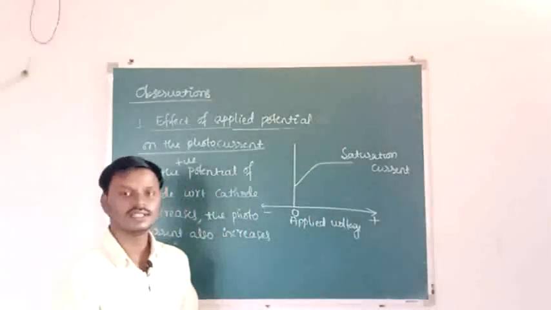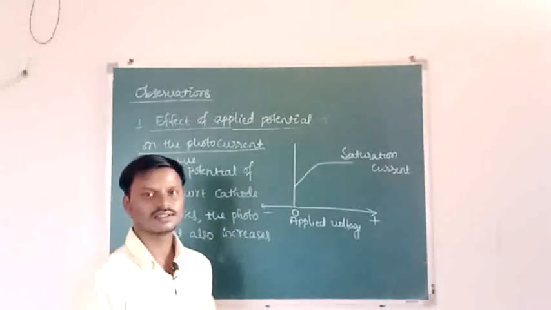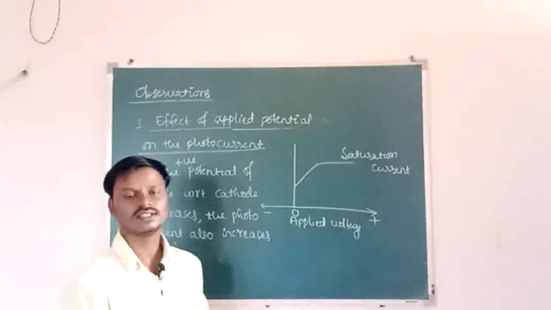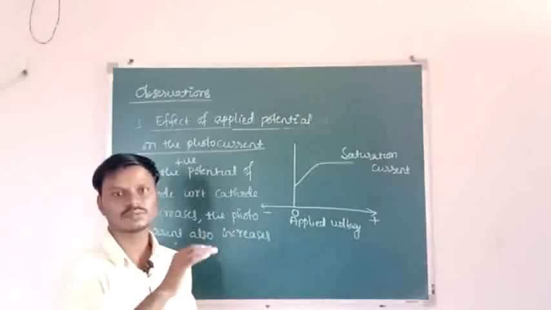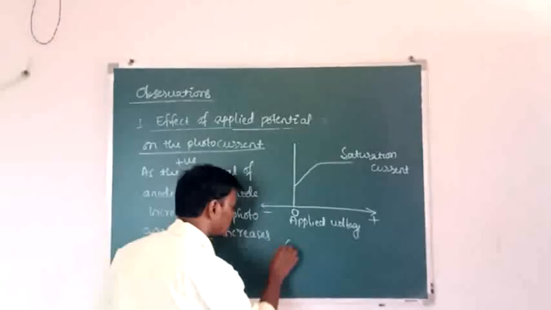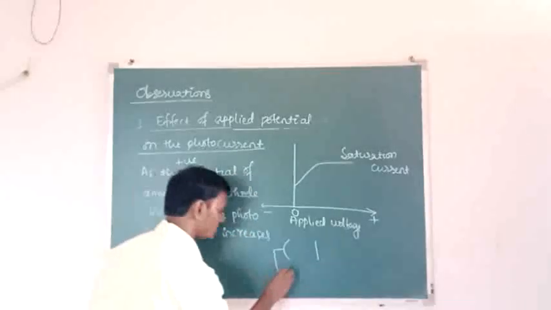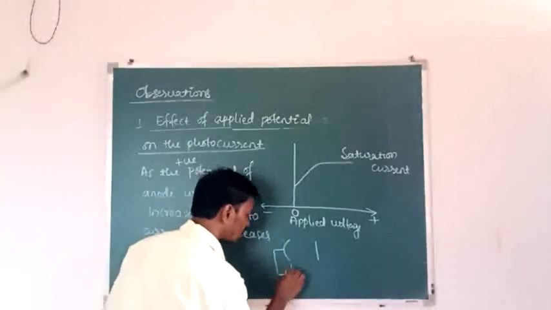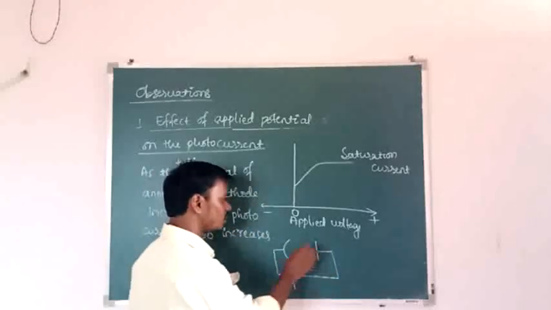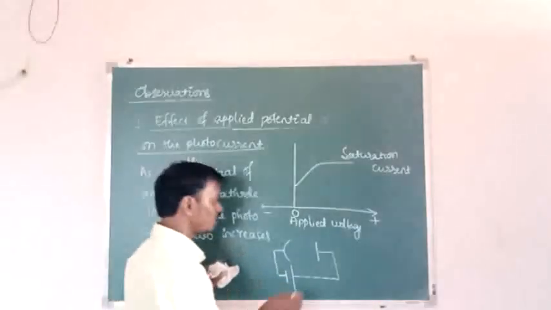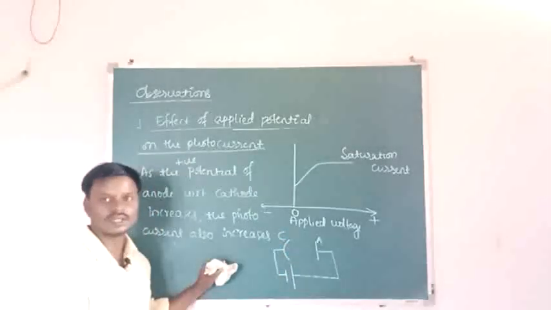Saturation current. If I change the polarity of the anode, now anode is at positive potential. If the anode is at negative potential, then the anode does not collect the ejected electrons from the cathode because of force of repulsion. See here, it is cathode and it is anode. Cathode is connected to, in first case, negative terminal of the battery, and anode is connected to positive terminal of the battery. So when the anode is connected to positive terminal of the battery, then this anode can collect the ejected electrons from the cathode due to the force of attraction.